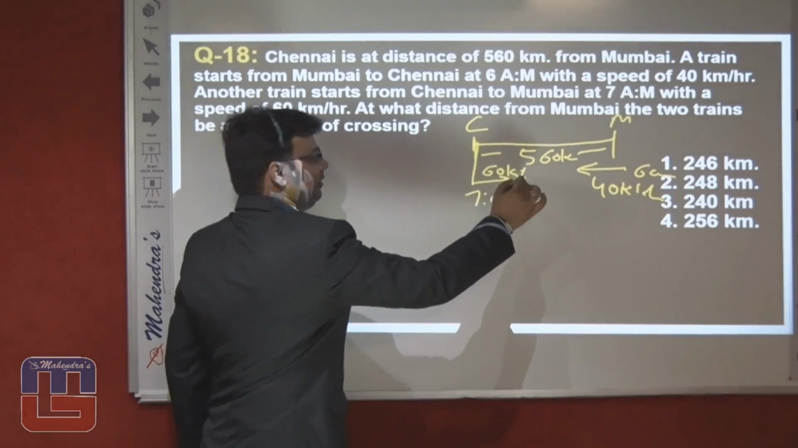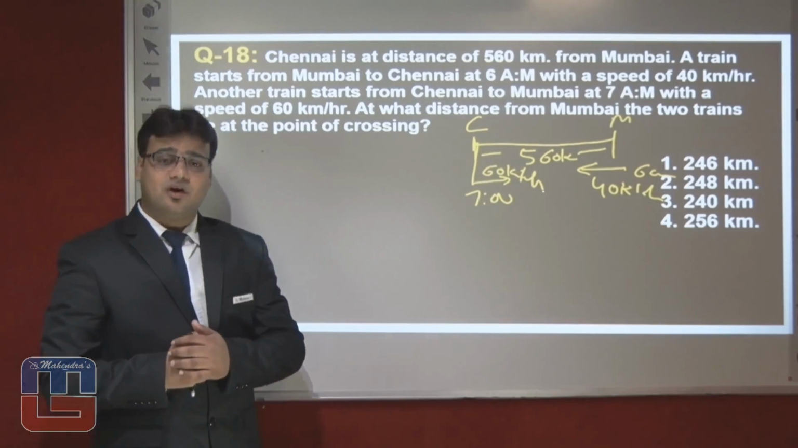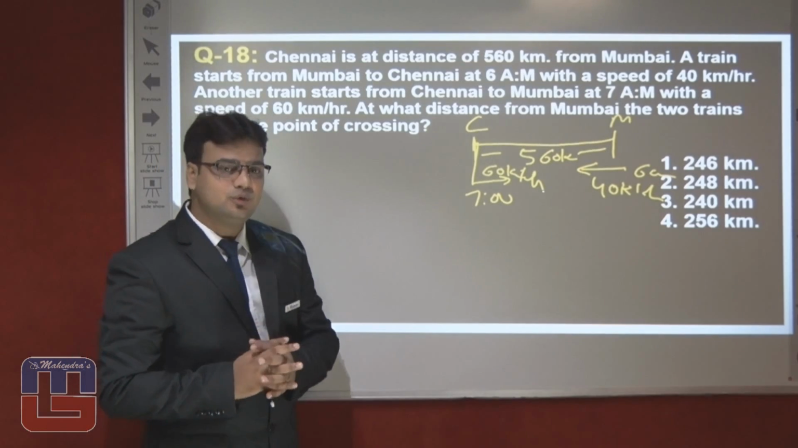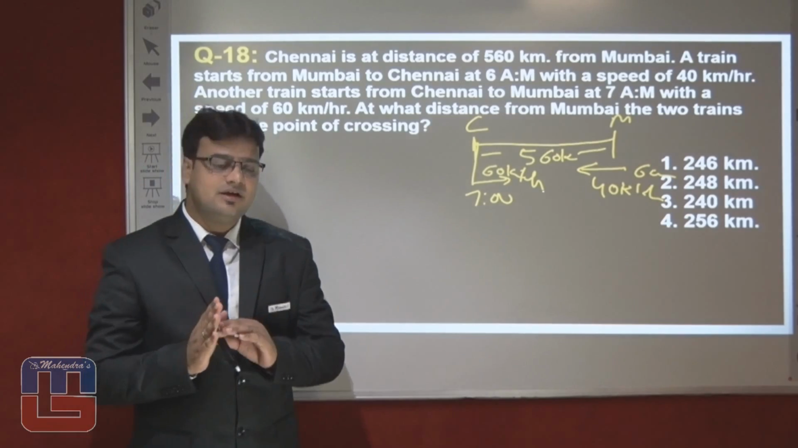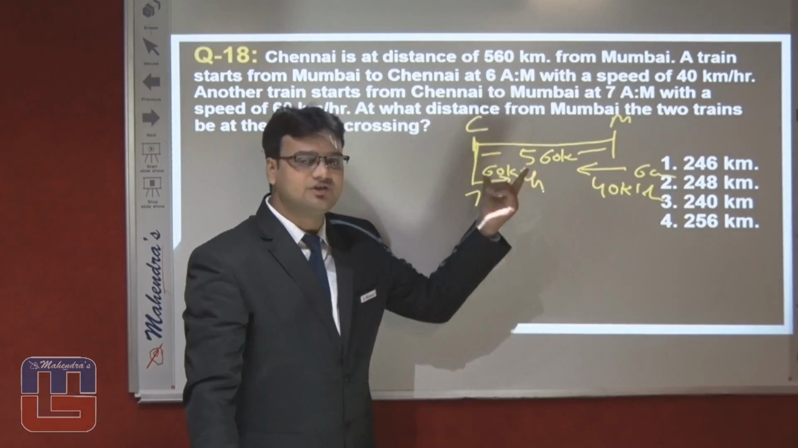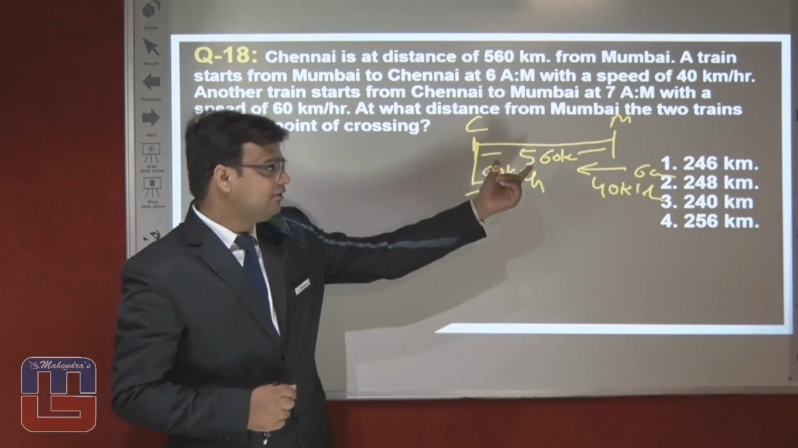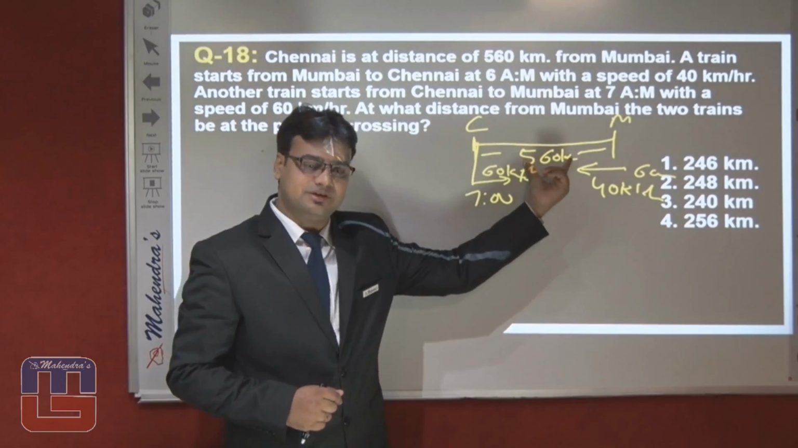60 kilometers per hour. At what distance from Mumbai do the two trains meet or cross each other? This question is based on relative speed. If both trains start together, then to meet each other we require to travel 560 kilometers.